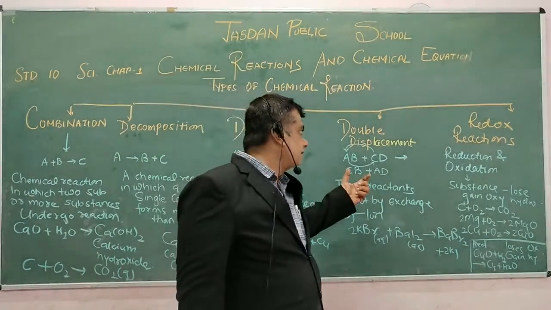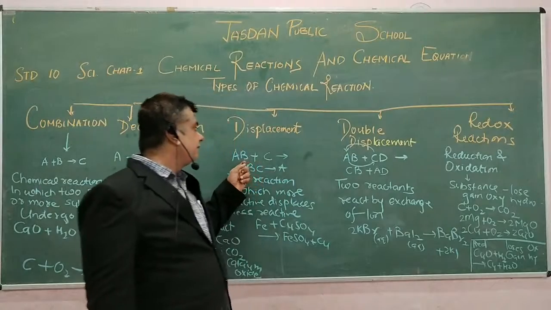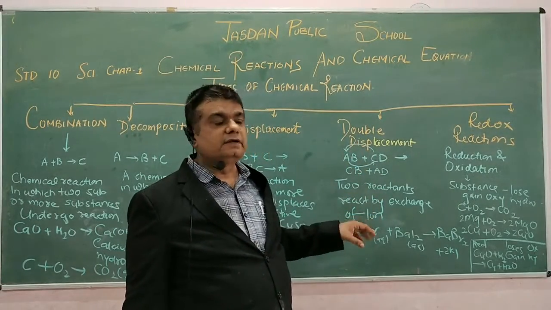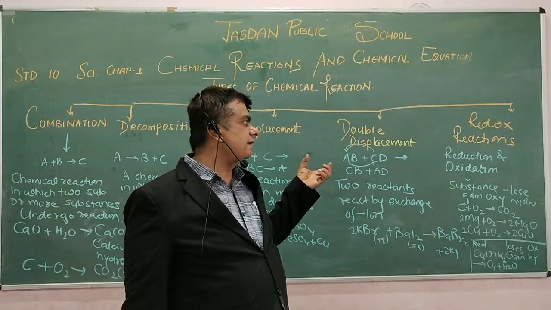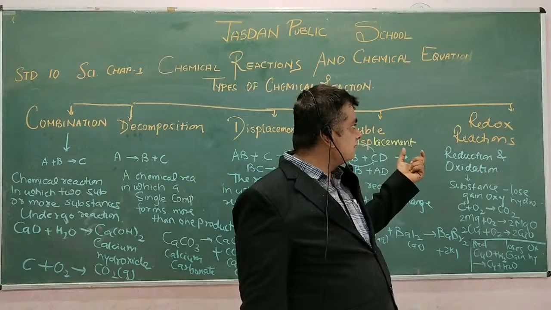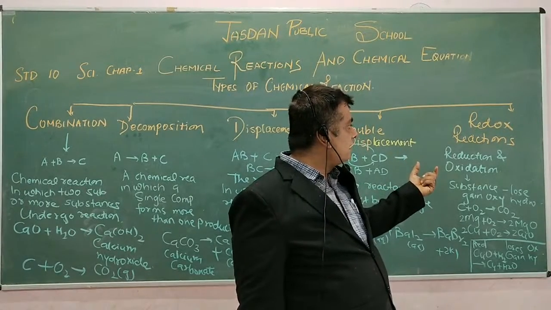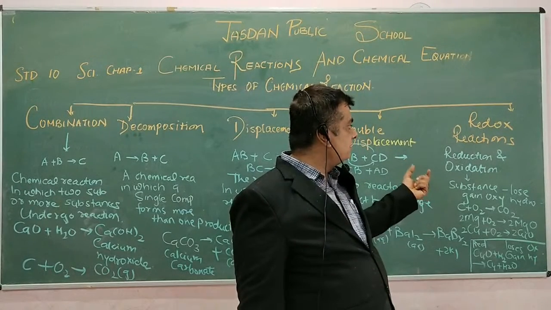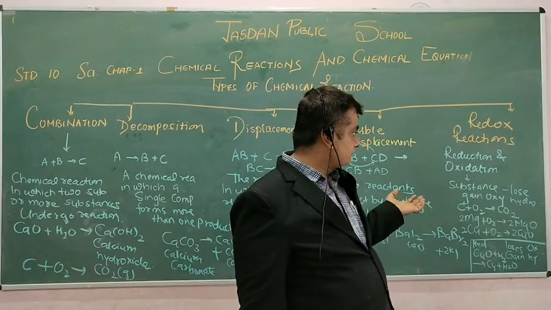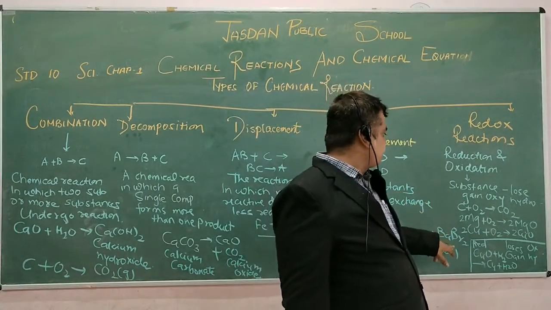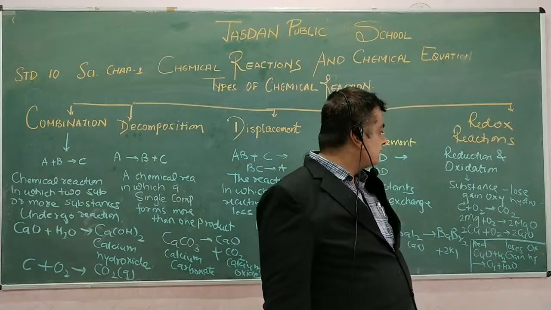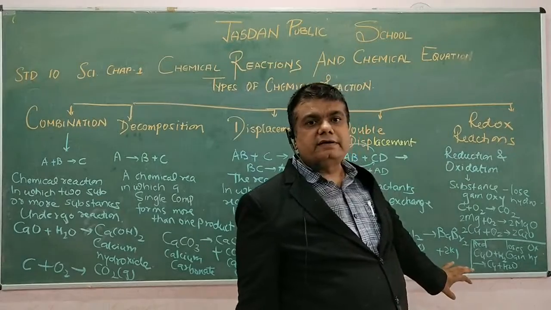Then double displacement. Here we have only one element replaced, but here you can replace two elements at the same time. That is known as a double displacement reaction. And last, redox reaction. Redox means RED for reduction and OX for oxidation, in which reduction means there is a loss of oxygen, and reduction means losing oxygen and gaining hydrogen. So we can clarify that in detail afterwards.